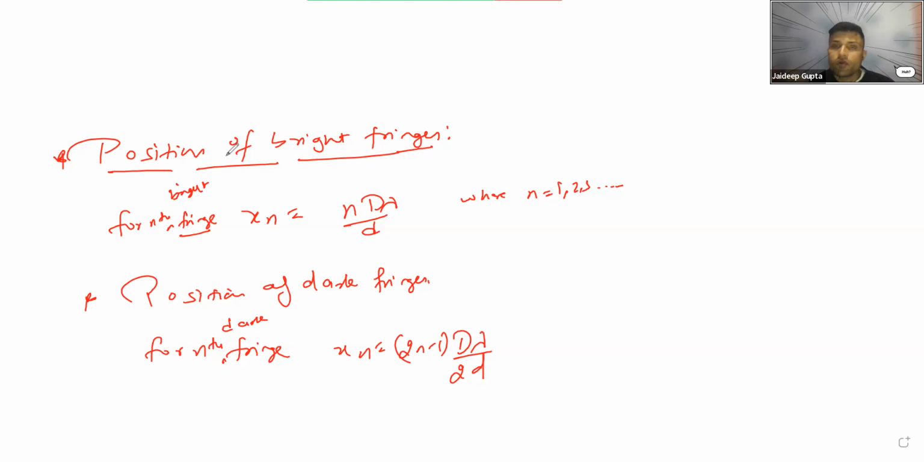Now, note down fringe width. Then I'll explain what fringe width is. As I told you, in YDSE you get alternate dark and bright fringes. At the center you get a bright fringe, then a dark fringe, then a bright fringe, then a dark fringe, and this pattern repeats again and again.